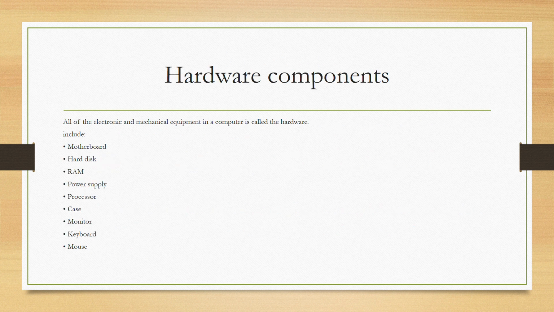Here we go. Among the hardware components, the things that you can see on a computer and touch, we have a motherboard. We'll explain further for you to understand what a motherboard really is. We have a hard disk, which we talked about. It's a hard drive, which is a secondary storage. We have RAM, which is a primary storage. We have a power supply. We have a processor.